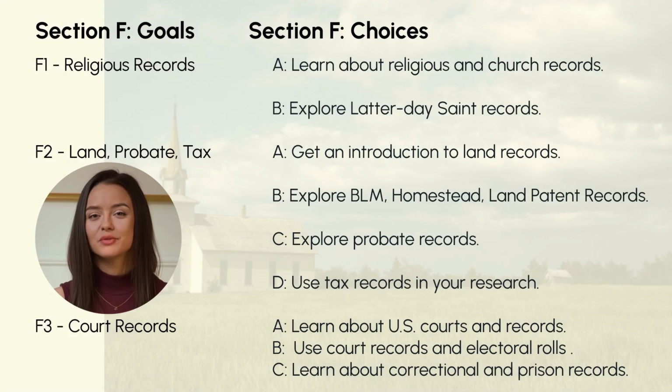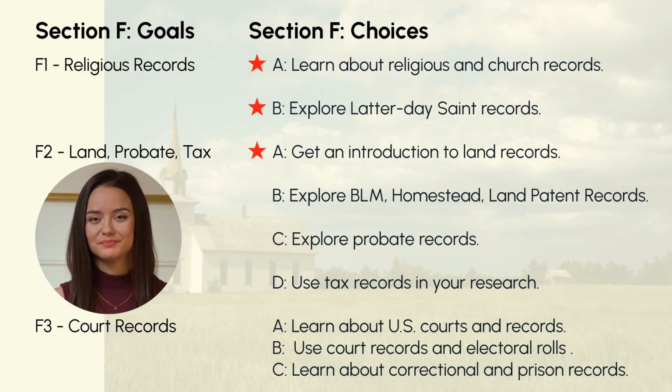In Section F, you'll learn about many other types of records that can be valuable in your research. In Goal F1, Choice A discusses how to find and use church records in the United States. You can also check out the Faiths menu in the Family History Guide for more information on Catholic and Protestant church records. Choice B explores historical records kept for Latter-day Saints.